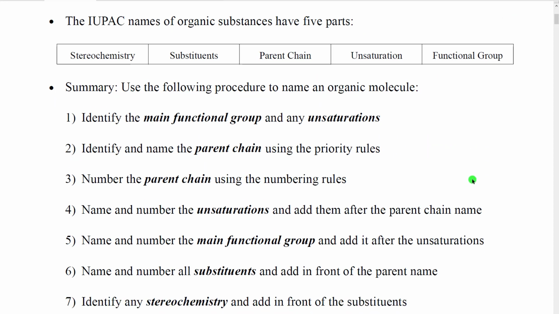So if we look at an IUPAC name of an organic substance, we see that it basically has 5 parts. The 5 parts are listed here in these boxes. We start with the stereochemistry, then any substituents, which are branches attached, then a main parent chain, which we will talk about, any unsaturations, and then finally the most important functional group. Putting these pieces together, we come up with an overall name for the molecule.